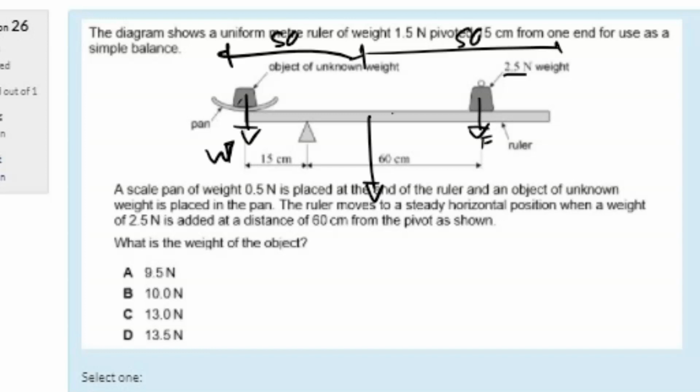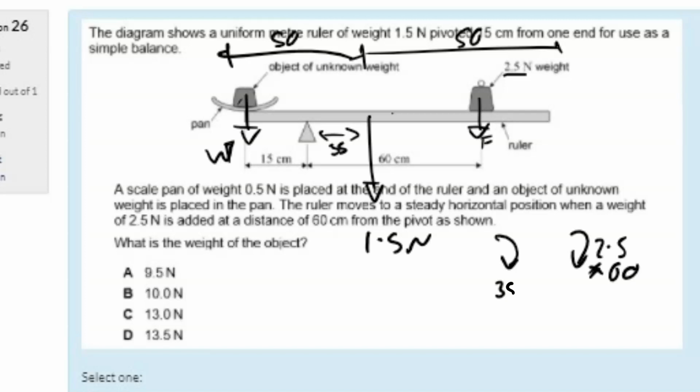So we could easily work that out from the pivot. 50 minus 15 is 35, so leave that like that. And how much is that? It's 1.5 newtons. So our two clockwise moments are 2.5 times 60 and 35 times 1.5. Add those two together. I thought that was the mass of the pan. Yeah, what we'll do is we'll just take that off at the end.